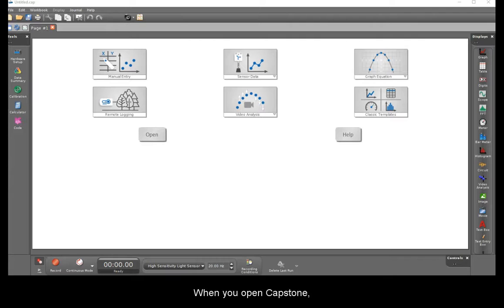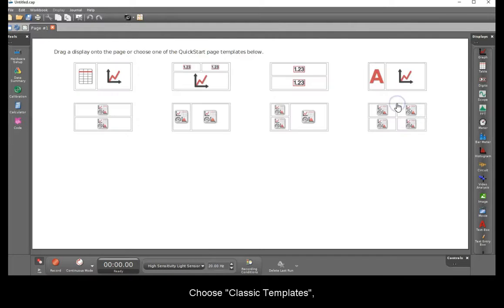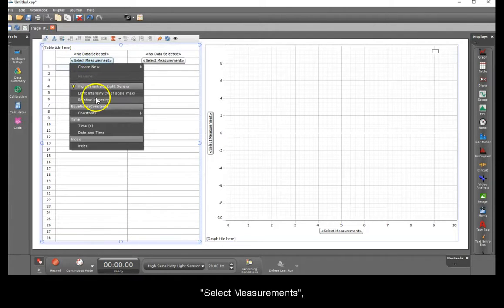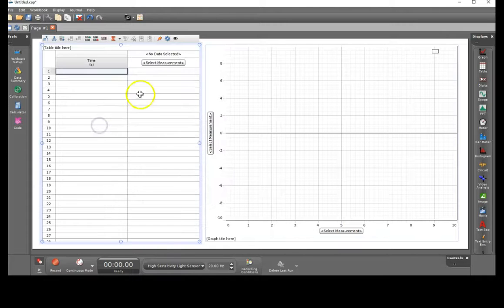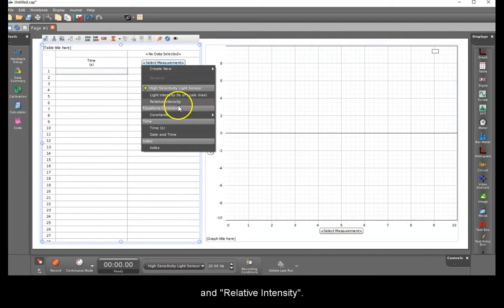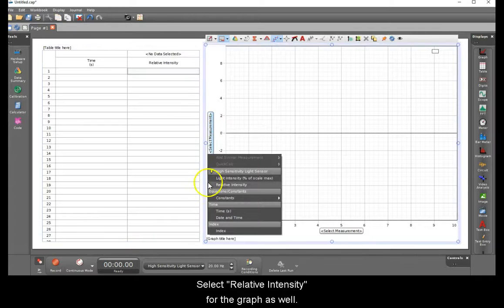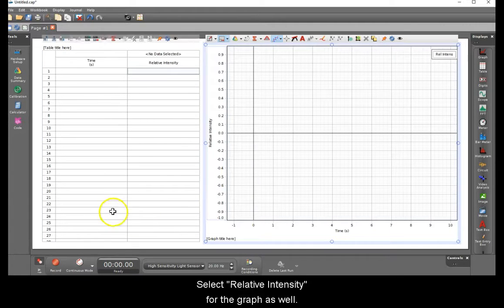When you open Capstone, make sure it has recognized the light sensor. Choose classic templates, table and graph. Select measurements, time, and relative intensity. Select relative intensity for the graph as well.